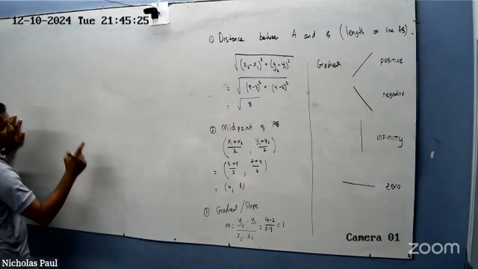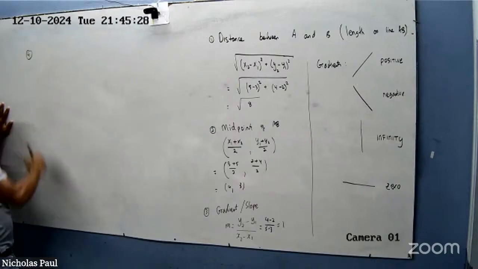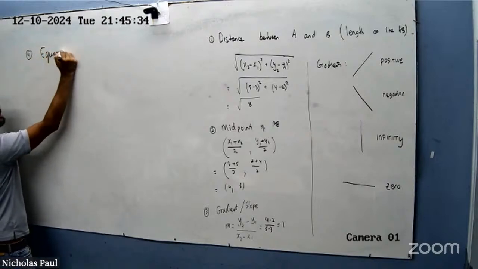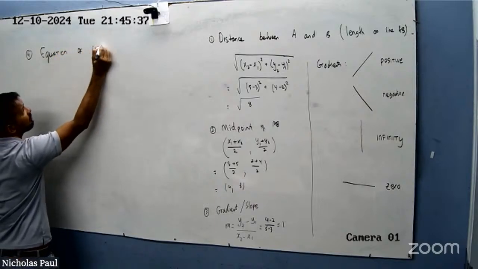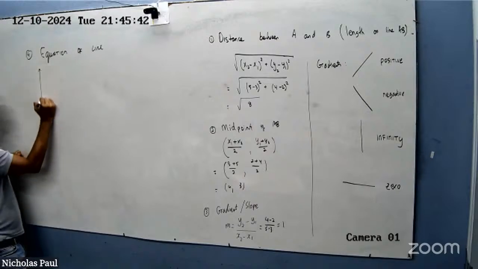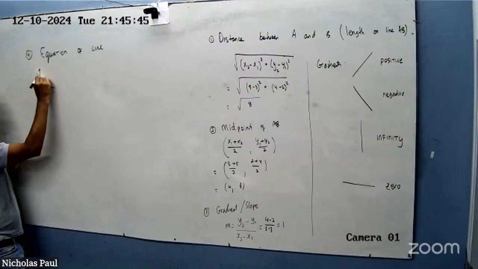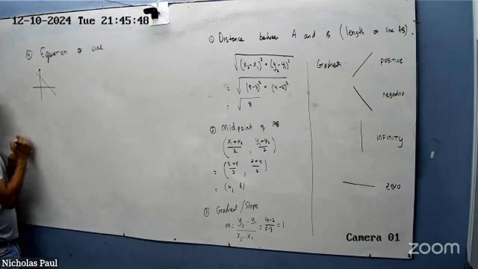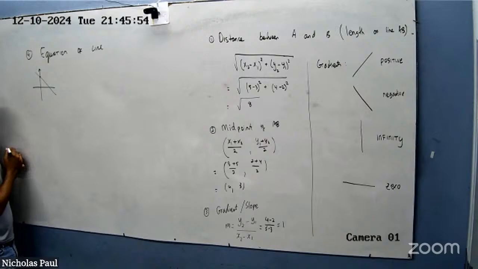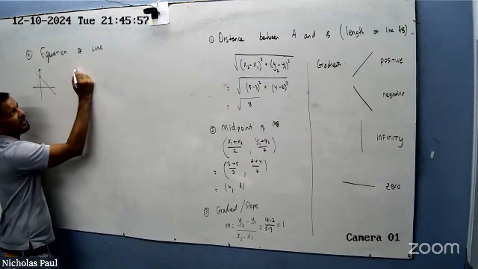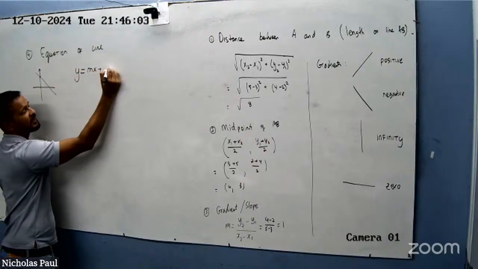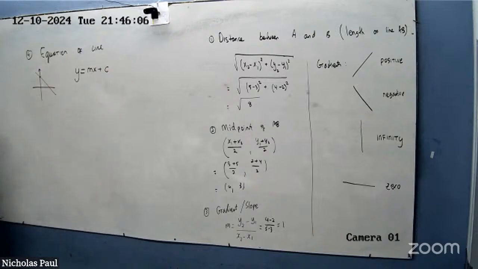Next, you see all those lines that we've been drawing? We need to know something called the equation of a line. So every line, I'll draw a general line here for you, has a slope, and every line has what we call a y-intercept. The general form of the equation of a line is y is equal to mx plus c.